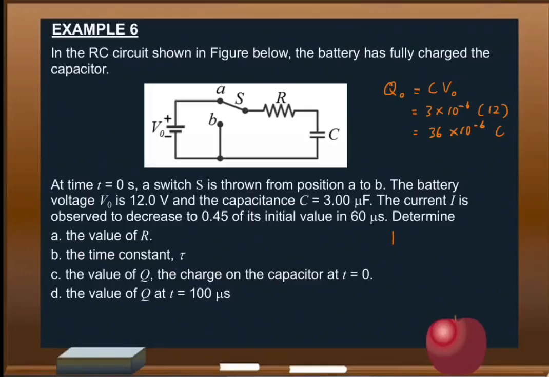Then the second question asks you to find the time constant tau. So you can use the formula tau is equal to RC, and you have the value of resistance and capacitance. So just substitute in the values of R and C, which is 25 times 3 times 10 to the power of negative 6. And you will get time constant is equal to 7.5 times 10 to the power of negative 5 seconds.